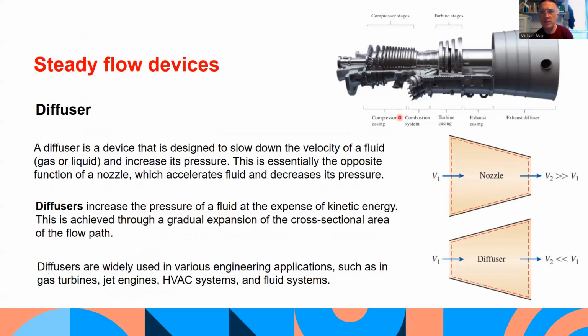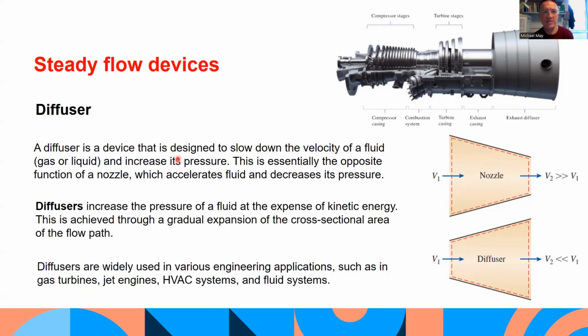And a diffuser is the opposite of a nozzle. So the nozzle looks like this. The diffuser is designed the other way. It's like flipping the nozzle, and you get less velocity coming out, but you get higher pressure.